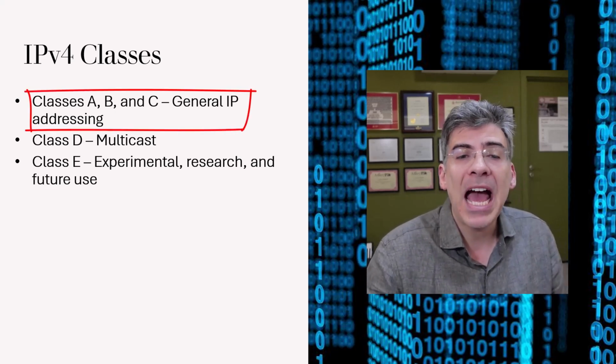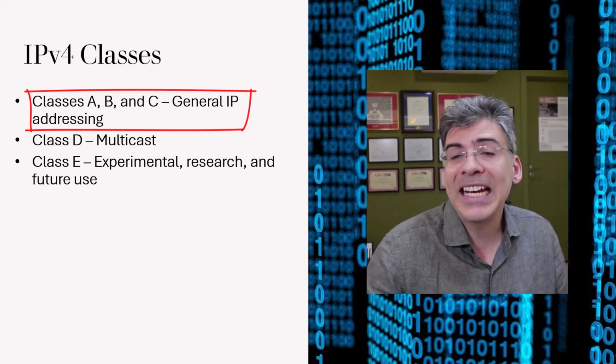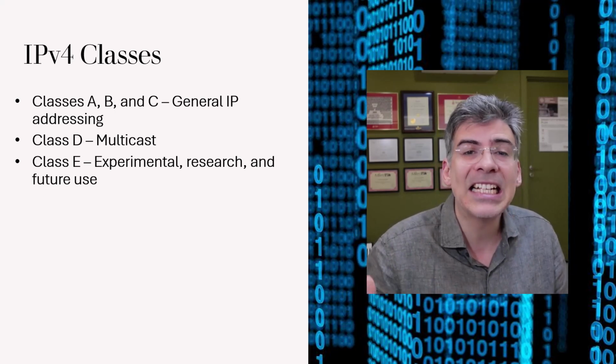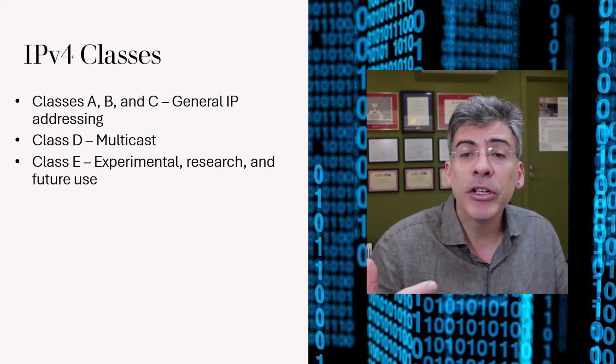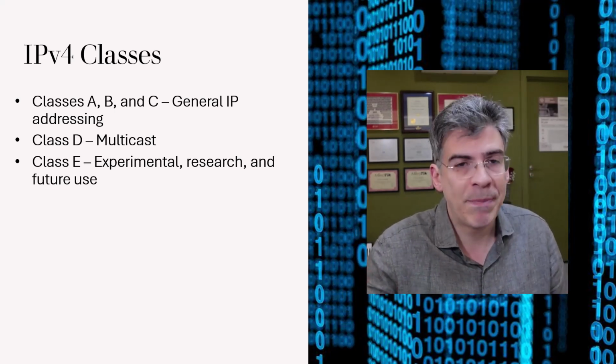Now, it's important to note that this classless IP addressing is relevant only for classes A, B, and C, which are those IP address ranges used for general IP addressing. As stated in the previous video about classful addressing, Class D and Class E don't actually have fixed subnet masks, but they're used for multicast and for experimental purposes, respectively.